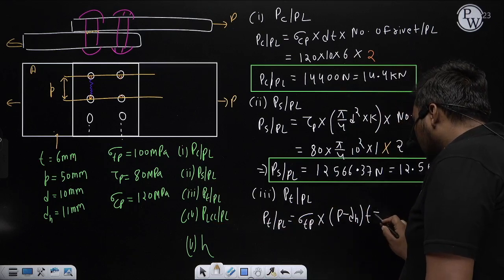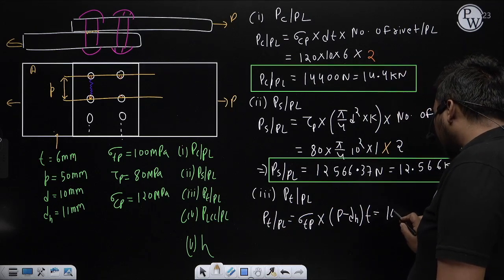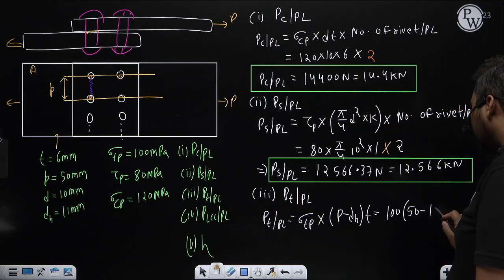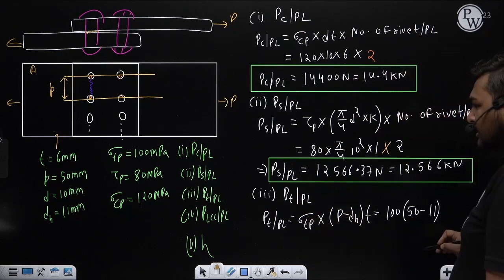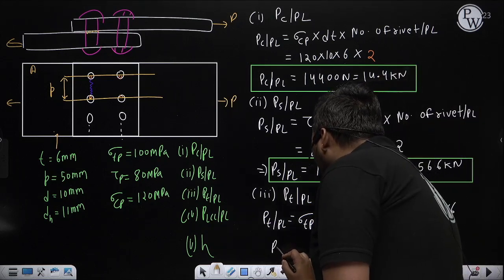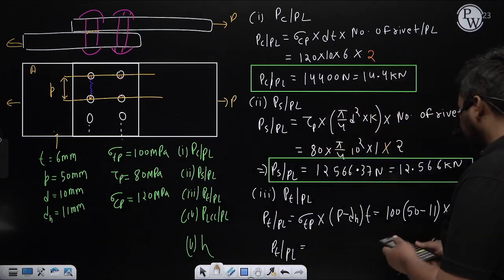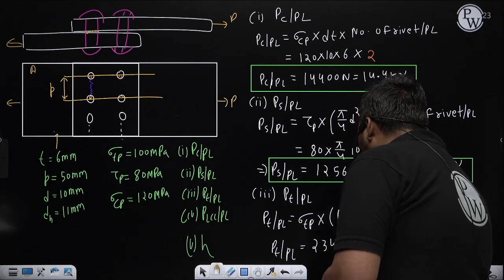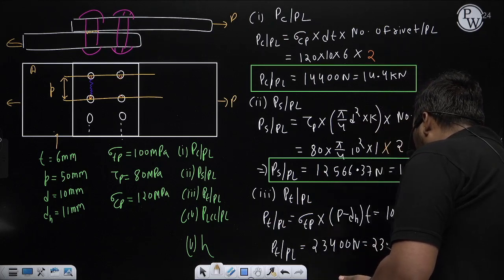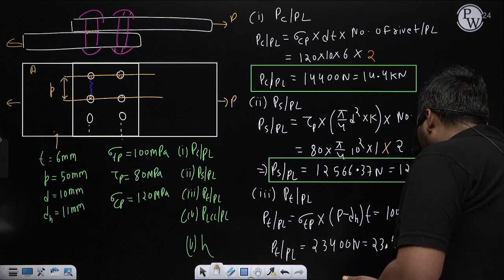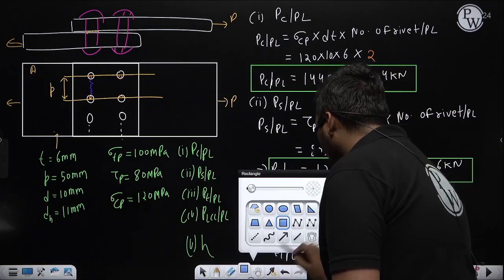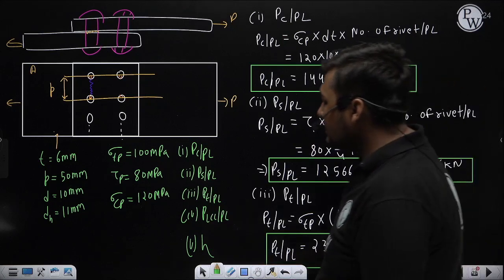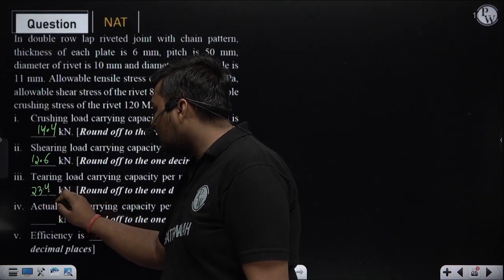Okay, now sigma tp is the permissible tensile stress of the plate, which is 100 megapascal, into P is the pitch distance, which is 50, minus dh is the diameter of hole, it is 11. If it is not given, then take dh nearly equal to d, into the thickness of the plate, which is 6 mm. So we'll get the magnitude of tearing load capacity per pitch length, and it is coming 2340 newton. In kilonewton it will be 23.4 kilonewton. So the tearing load carrying capacity per pitch length is 23.4 kilonewton.